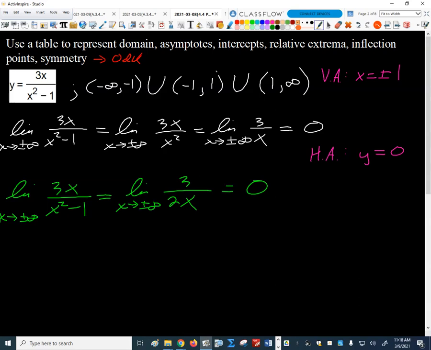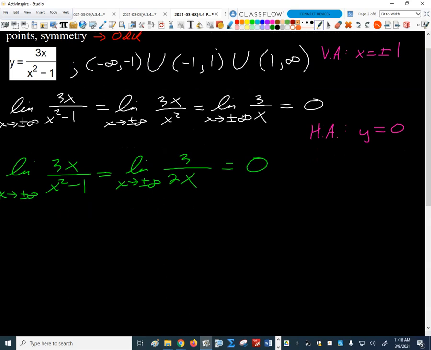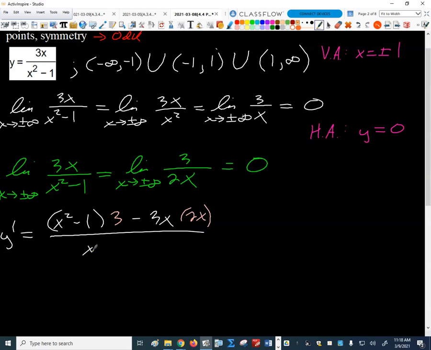Now we need to do some calculus, so let's differentiate. And we've just got to use the quotient rule, right? So we get x squared minus 1 times the derivative of the top, which is just 3, minus high d low, so 3x times the derivative of the bottom, which is just 2x, divided by the bottom squared. Okay, and we can simplify that. Anything I can do there that's handy? Well, yeah, there is. If I distribute the 3, I get 3x squared minus 3 minus 6x squared. So I end up with minus 3x squared minus 3.